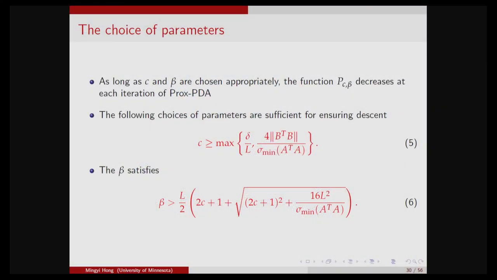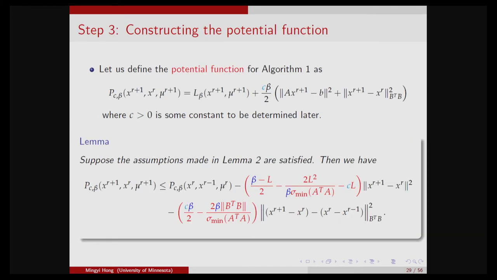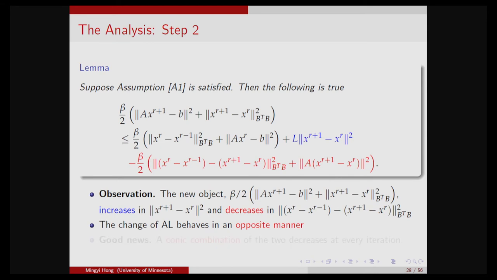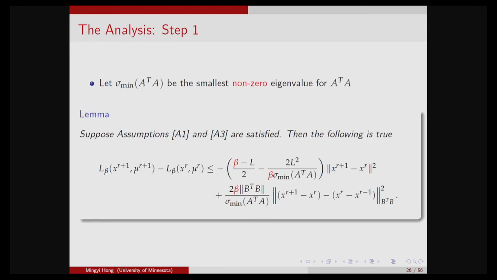I probably have a question, but can you go first to page 30? Yes. Sigma min here is the smallest non-zero eigenvalue. So for network problems, sigma min represents the connectivity of the network. So it's not zero.